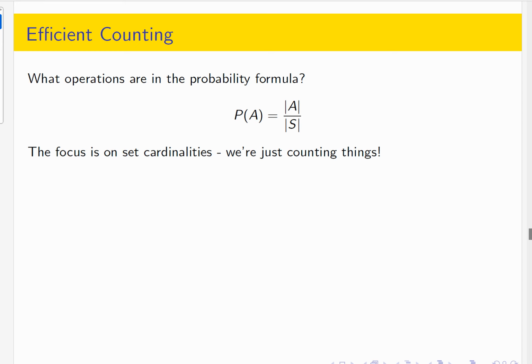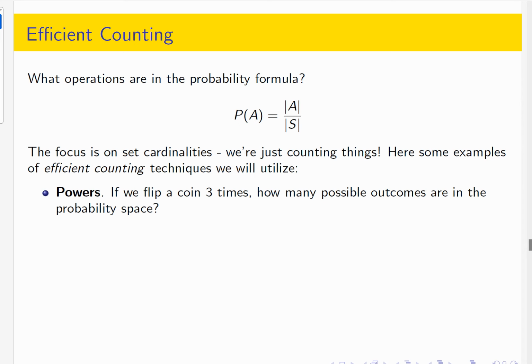Okay, so efficient counting. What operations are involved in the probability formula? Probability of A equals the cardinality of A over the cardinality of the sample space, right? The total number of outcomes in the event set divided by the total number of possible outcomes. So we do need to be efficient at counting. We need to have a lot of quick ways to count different things up.